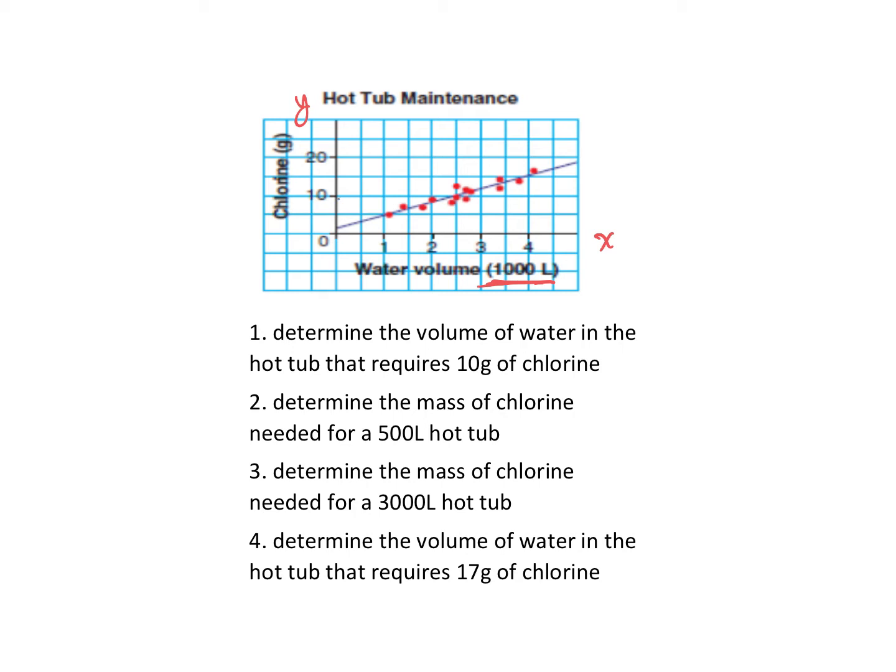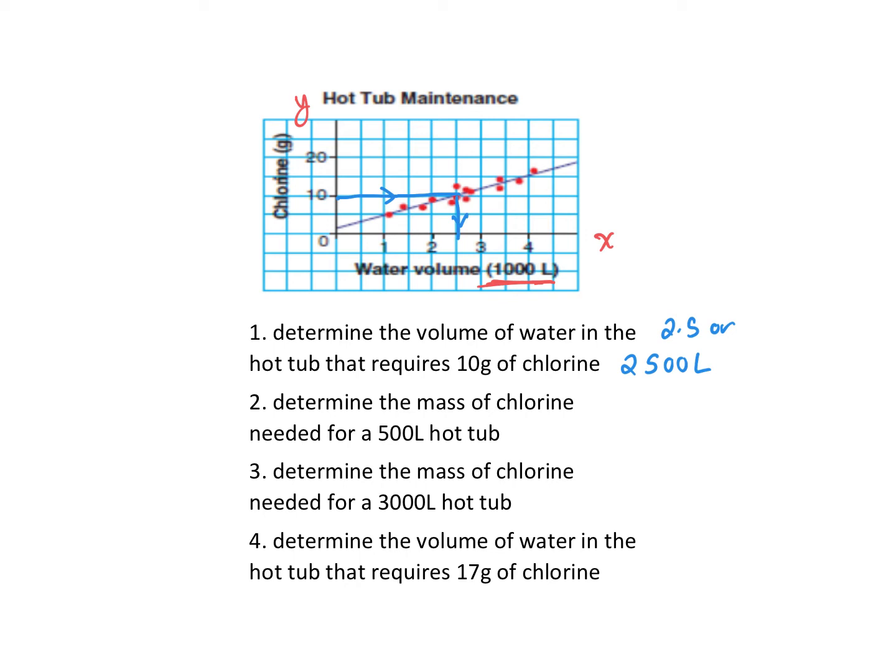So I'm going to find 10 kilograms or grams. I'm going to go over to my line of best fit. I'm going to go down, put the arrows to indicate which direction I'm going in, and it looks like it's about 2.5. Remember, it's in thousands, so I'll put 2,500. So we'll put 2.5 or 2,500 liters of water.